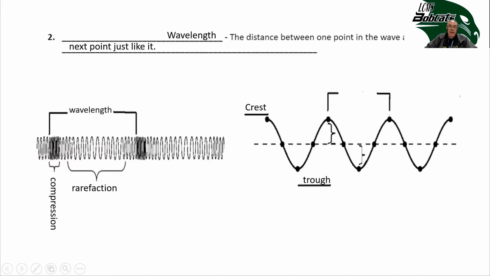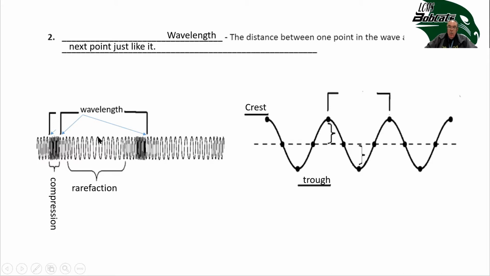So a wavelength on the compressional wave over here would be from this point right before the rarefaction to the next point just like it, which is the next point just before a rarefaction. But it could also be this point right after the rarefaction to the next point just like it, which is the next point just after the rarefaction.